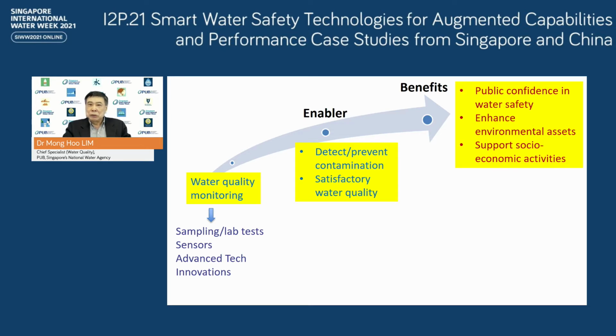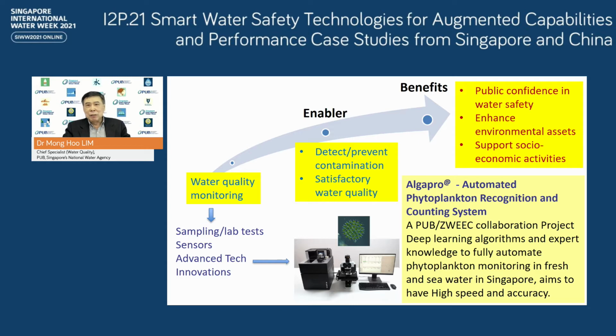While the traditional water quality monitoring approach is sampling and lab tests, with technological advancement, the use of sensors and innovative application of advanced technologies has increasingly gathered more interest. One example is the AlgaPro project, which is a collaboration between PUB and ZWIC. And Dr. Teng will elaborate more on this.